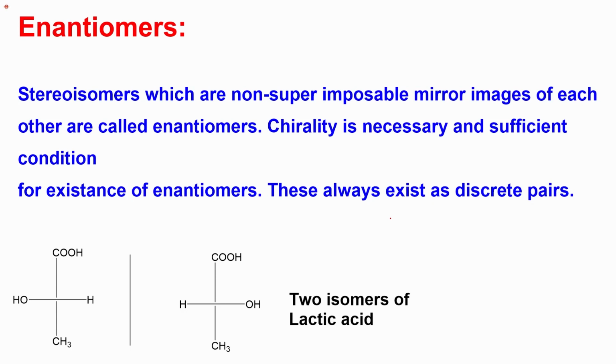So these always exist as discrete pairs. For example, the two isomers of lactic acid. If we draw the lactic acid in this form, this is called the Fischer projection. I'll point it out again so that you can remember easily. This is called the Fischer projection.